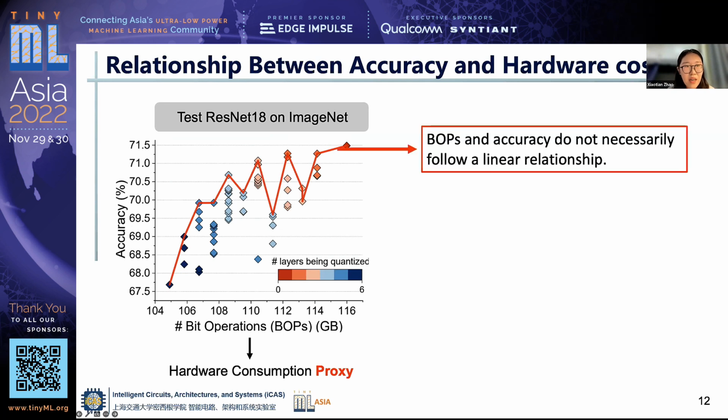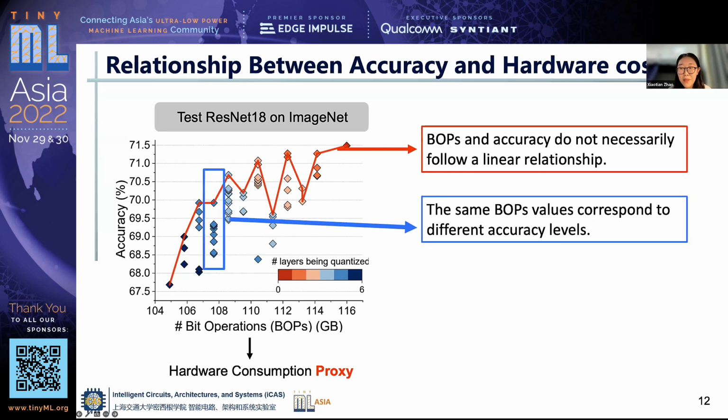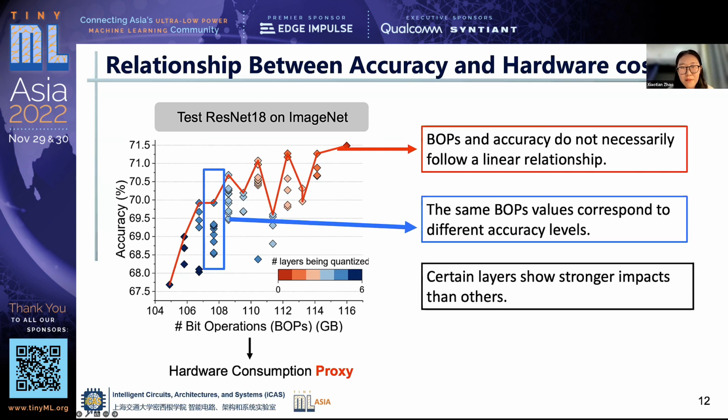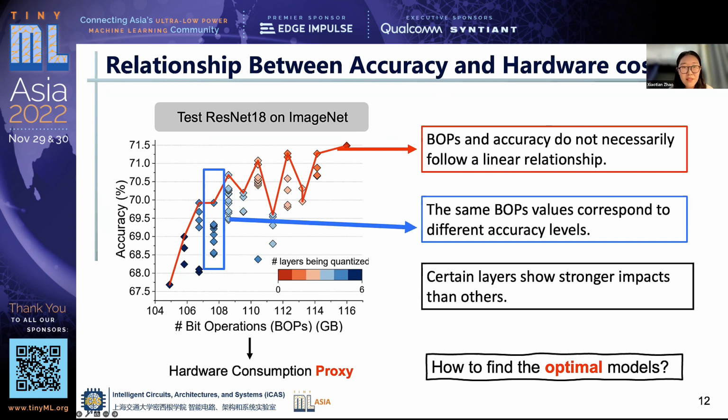We can find that the red line is a curve of the accuracy and BOPS, and it does not follow a linear relationship. And the blue box shows that the same BOPS values correspond to different accuracy levels, even though they have the same number of quantized layers. From the above observation, we can conclude that certain layers show a stronger impact than others. So how do we find the sensitive layers and the optimal models?